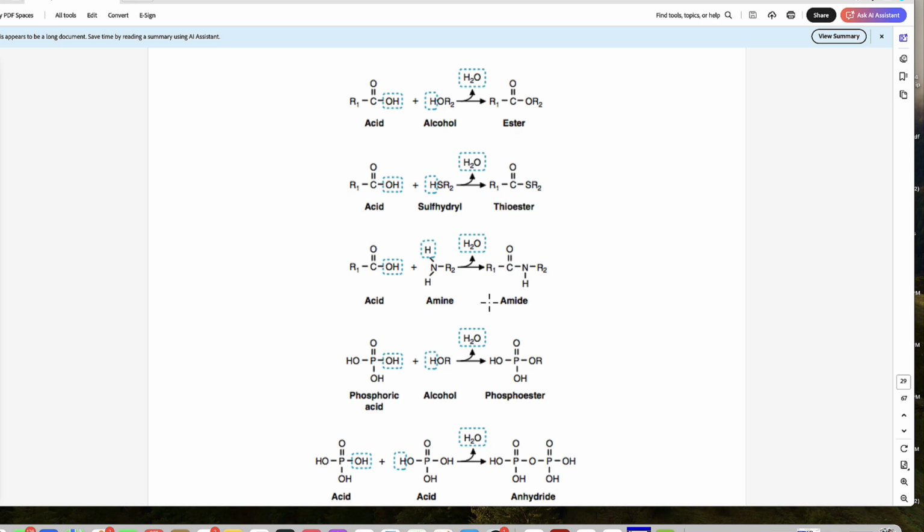Here are, again, all of those different functional groups to help you. And you can see in this diagram the formation of esters, thioesters, amides, phosphoesters, and anhydrides, which you see here.